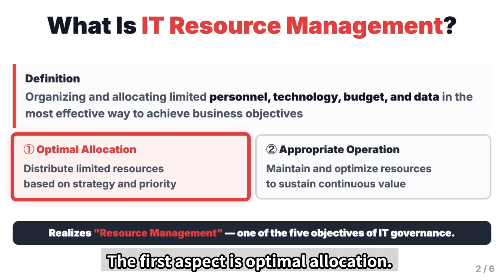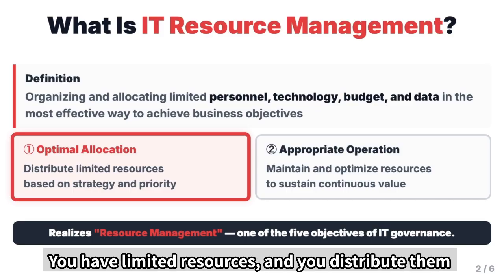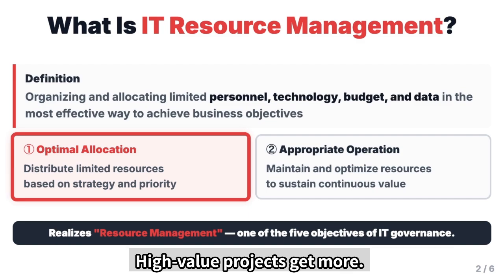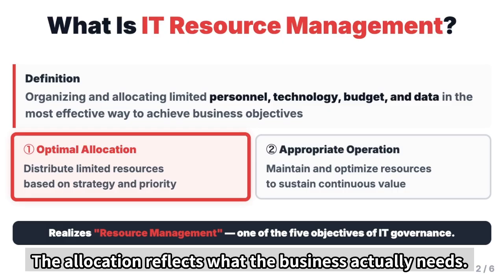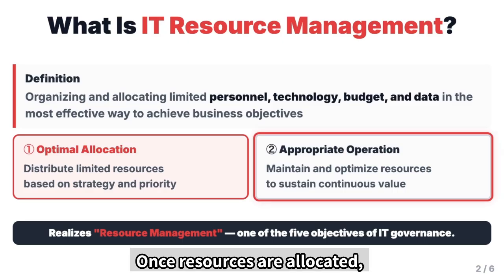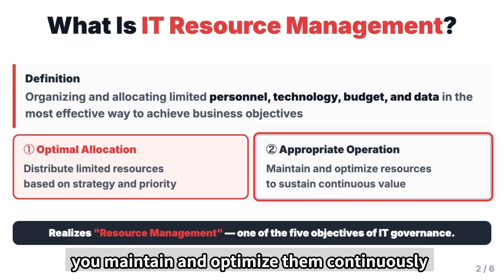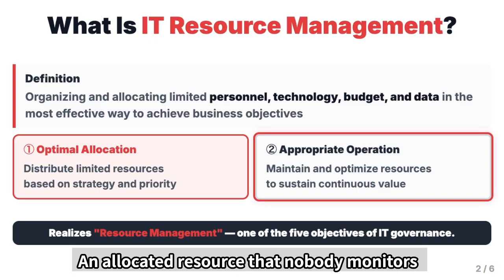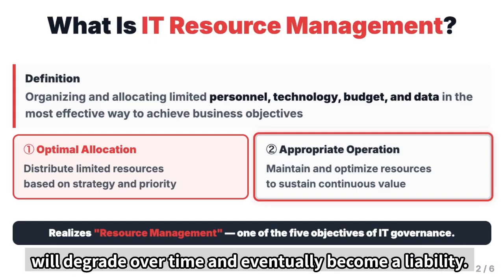The first aspect is optimal allocation. You have limited resources, and you distribute them based on the organization's strategy and priorities. High-value projects get more. Low-priority work gets less. The allocation reflects what the business actually needs. The second aspect is appropriate operation. Once resources are allocated, you maintain and optimize them continuously so they keep generating value. An unallocated resource that nobody monitors will degrade over time and eventually become a liability.